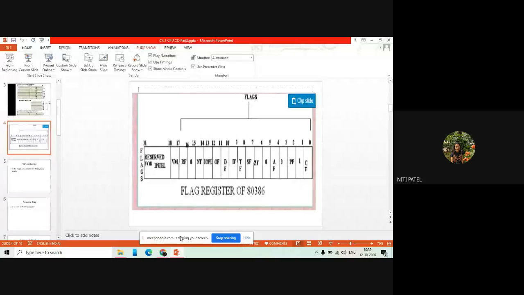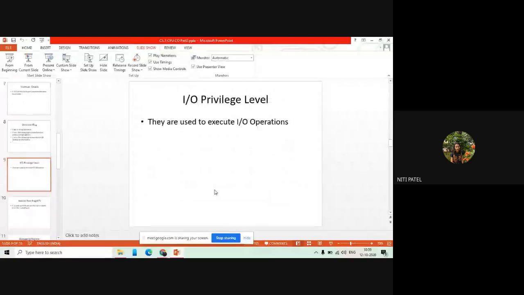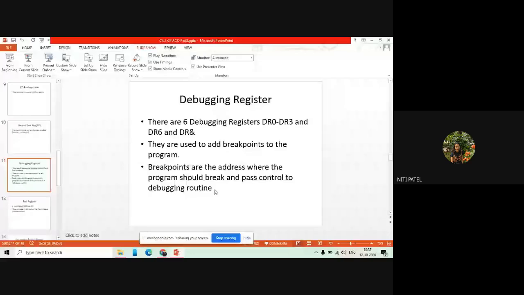So this was all about the flag register of 80386. Whatever operation is happening in your 80386, all those operations will be reflected in this flag register. Clear? Now the next topic is, we have one more register called the debugging register. We have seen general purpose registers, segment registers, the instruction pointer register, and flag registers. Your 80386 has one more extra register, which is called the debugging register.